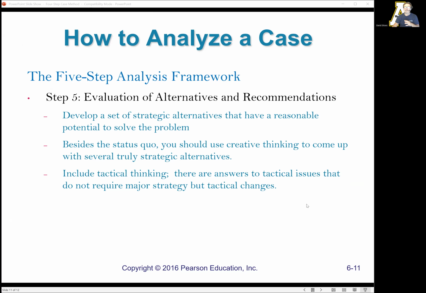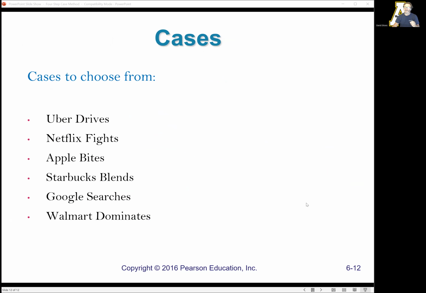So, these are the cases that I would wish your groups to choose. They are in the back of your book. They are Uber drives, Netflix fights, Apple bites, Starbucks blends, Google searches, and Walmart dominates. Now, I give your group the freedom. If you see another case that you would like to do, I give you the opportunity to try one of those. Okay?